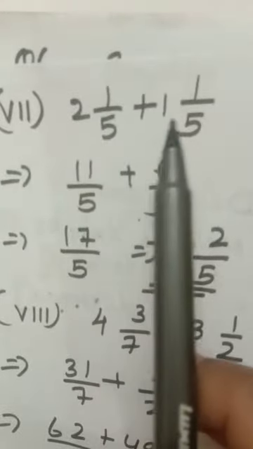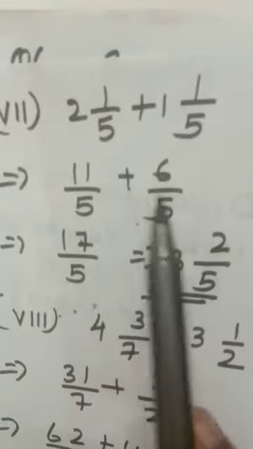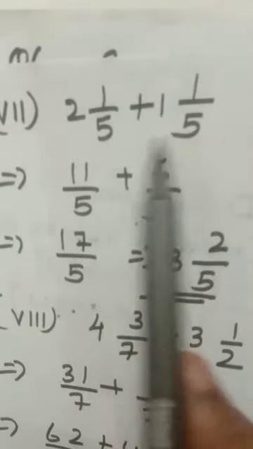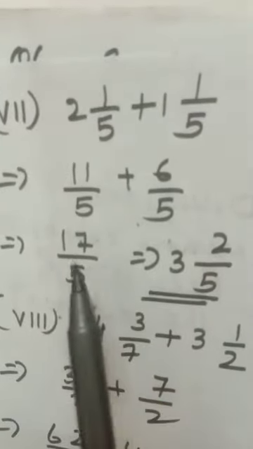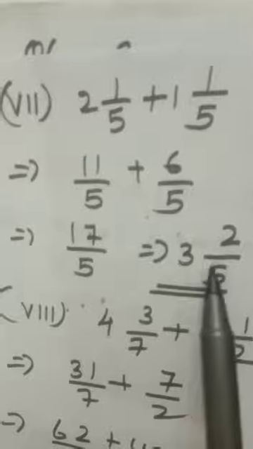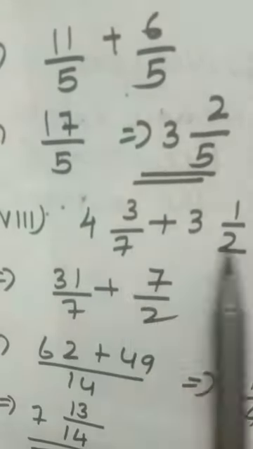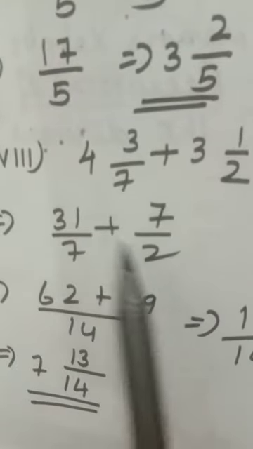2 and 1 by 5 plus 1 and 1 by 5, make it into improper fraction. Denominators are same. Addition means you have to check the denominator. Denominators are same, so you can just add the numerators, and dividing you will get the answer. Here also addition, make the denominator same. 7 and 2 cross multiply.